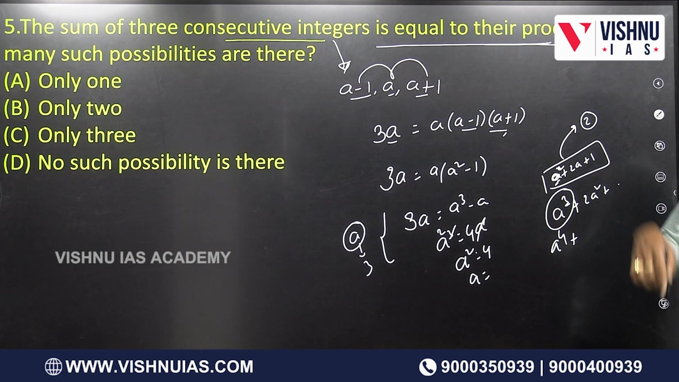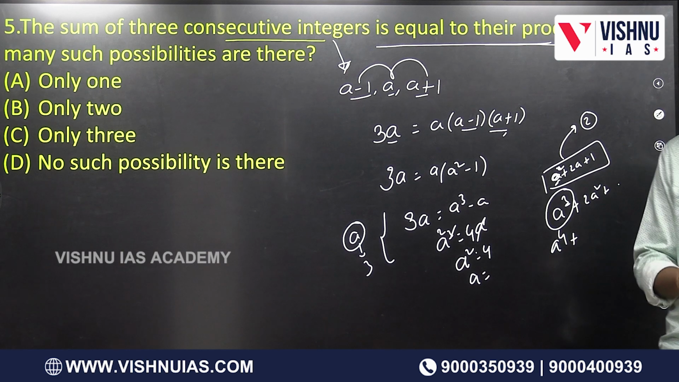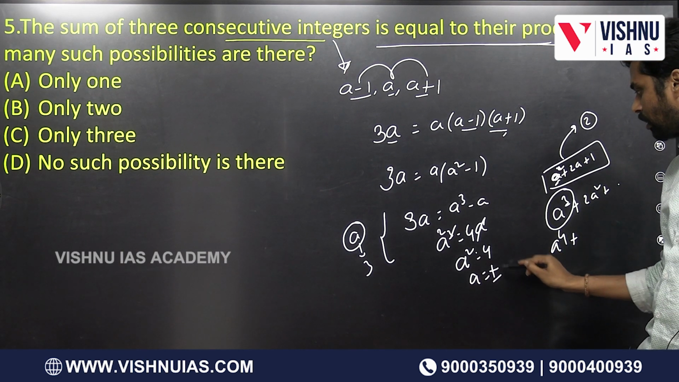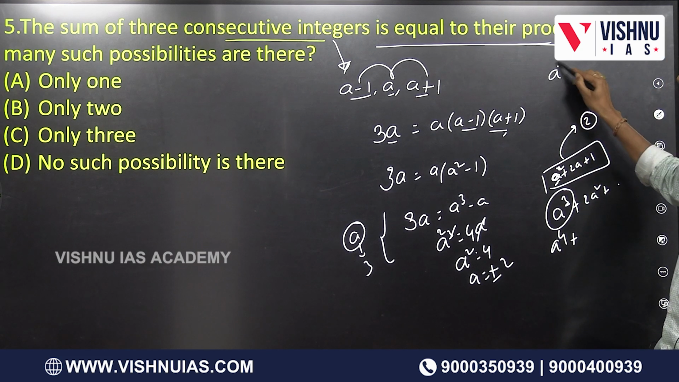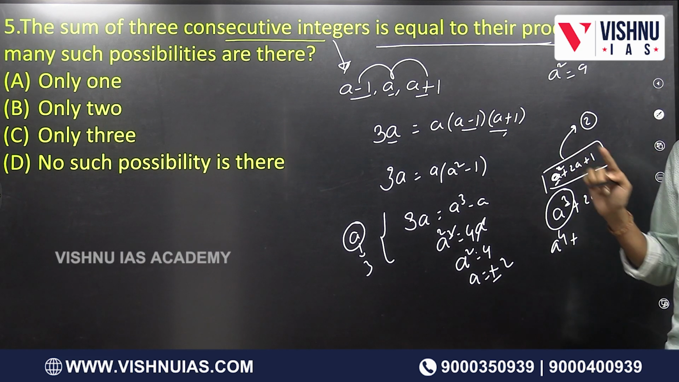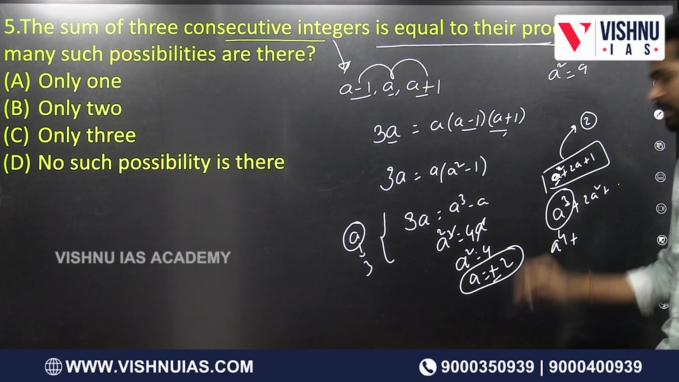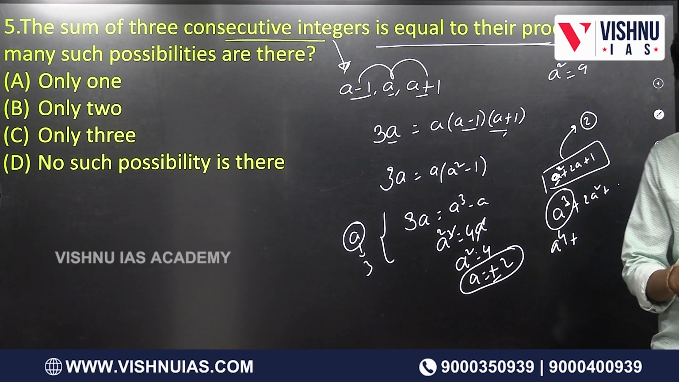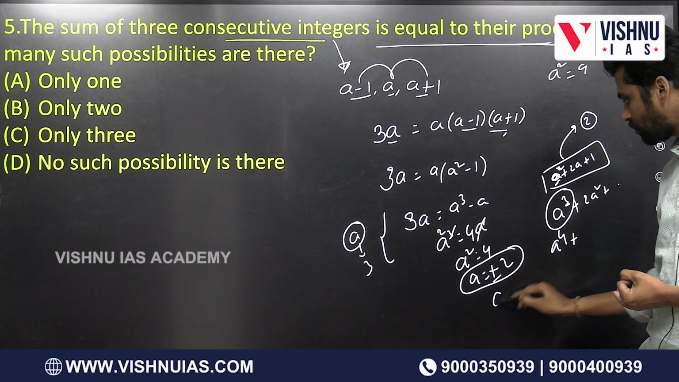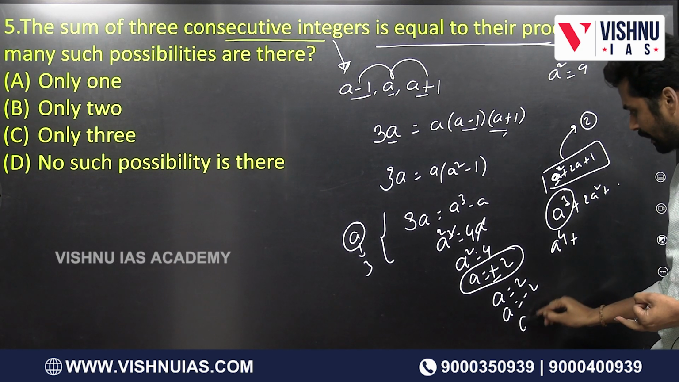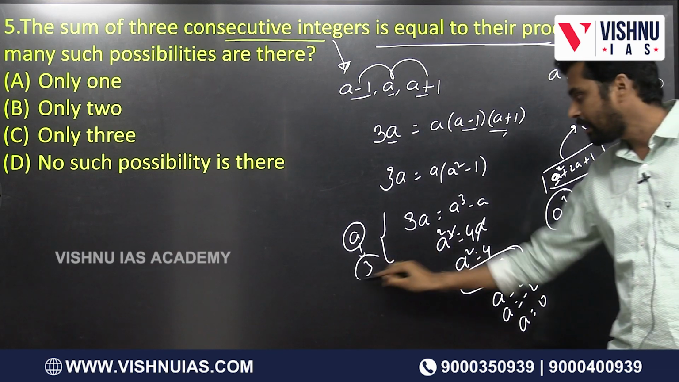Okay. So square root of any number is plus or minus. You take the two values. a square is 4 means that a value is what? Plus or minus 2. Suppose if a square is equal to 9, then a value is equal to what? Plus or minus 3. Okay. So a value is plus or minus 2, which means you got a is equal to plus 2. What are the possible values of a? Plus 2, minus 2 and also 0.